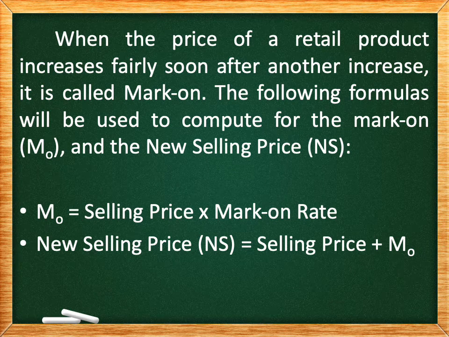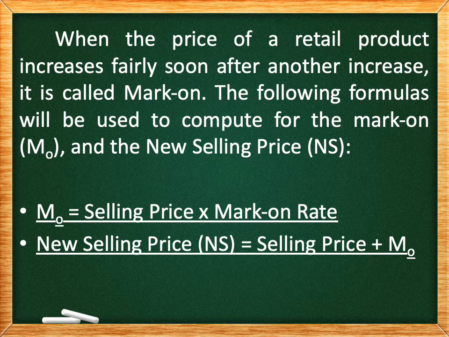When the price of a retail product increases fairly soon after another increase, it is called mark-on. The following formulas will be used to compute for the mark-on, which is represented by M sub O, and the new selling price, which is represented by NS. The formula in obtaining the mark-on is mark-on equals the selling price times the mark-on rate. And the formula in obtaining the new selling price is new selling price equals selling price plus the mark-on.